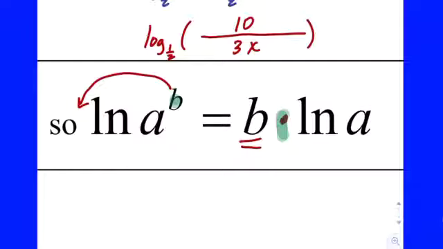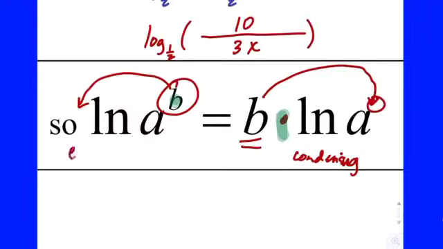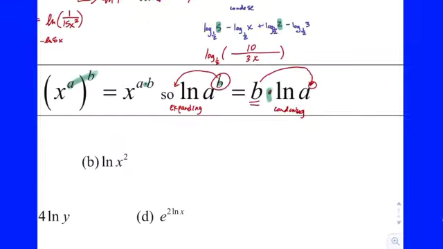But it also works the other way around. So if you start on the right and you go back to the left, that is, if you start with something out in front of a log and you bring it back up as an exponent, that's called condensing, right? But if you bring the exponent out front, that's expanding. So again, the rule works both ways. But power on an argument becomes a multiple in the front. Okay? Let's try that one out.